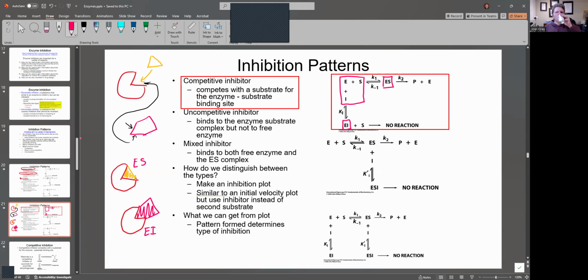Now, like I said, this EI could disassemble. It could dissociate, in which case you now have the free enzyme. And that free enzyme can bind the substrate. I'm going to erase my ES and EI models, and I'm going to draw another few copies of the inhibitor.